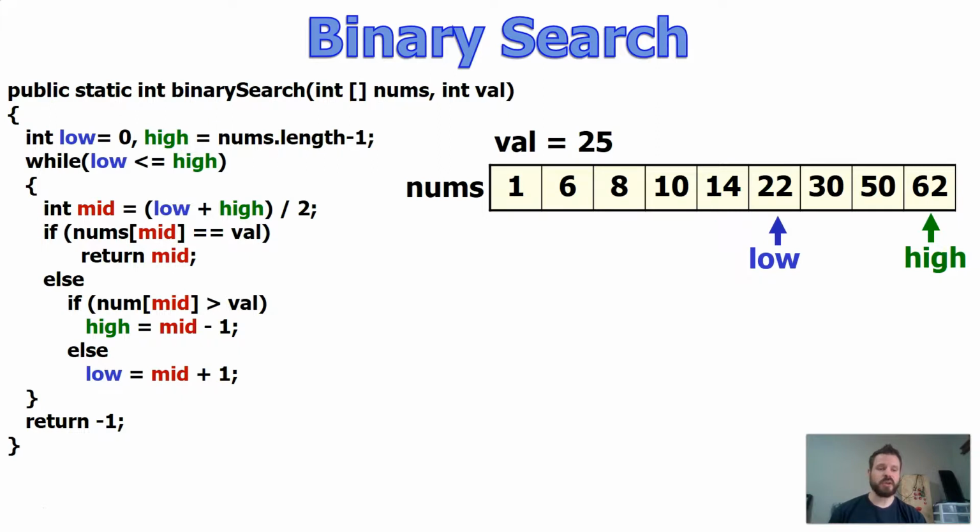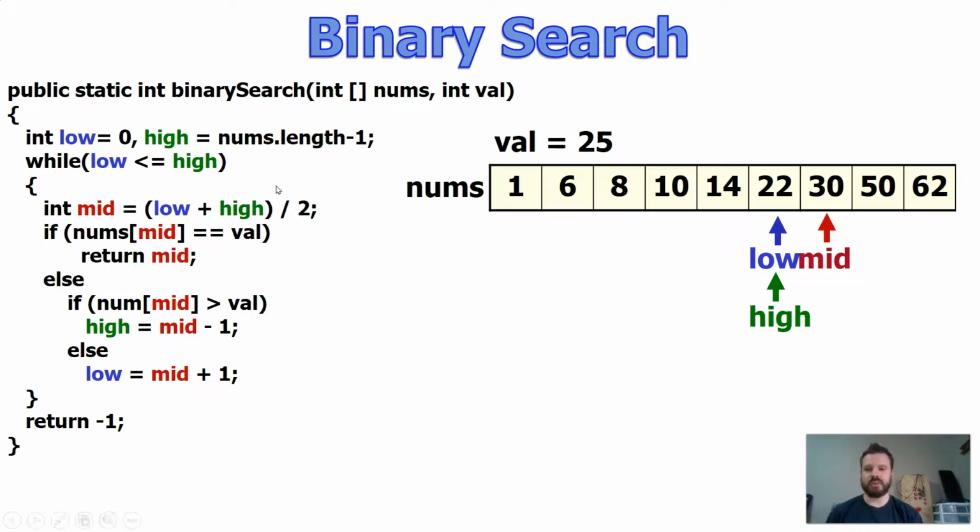We'll find the new middle, which is halfway between low and high, once again using integer division, and we get a 30. Okay, again, we haven't found it. This time through, our middle is higher than that value of 25, so we'll adjust the high. And now I have low equals high.